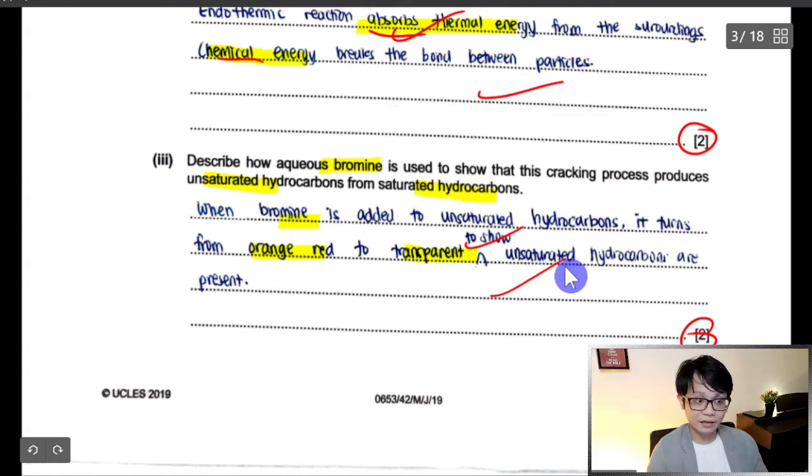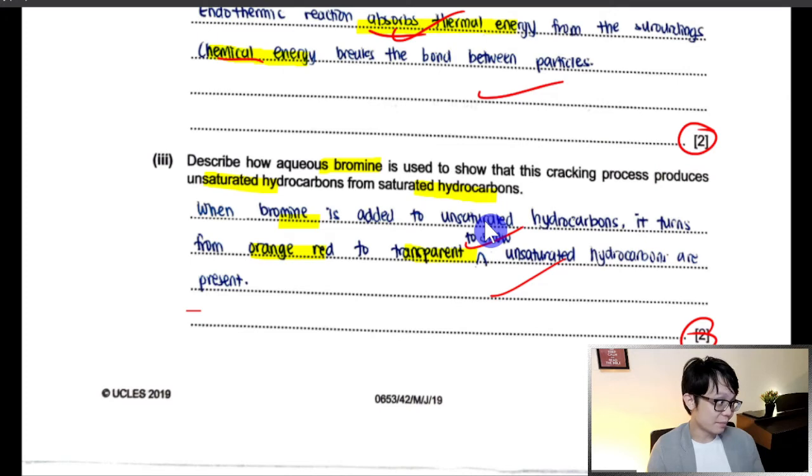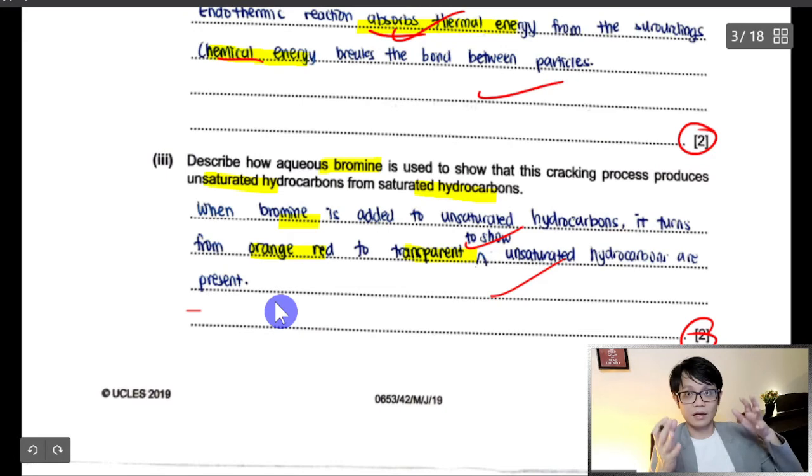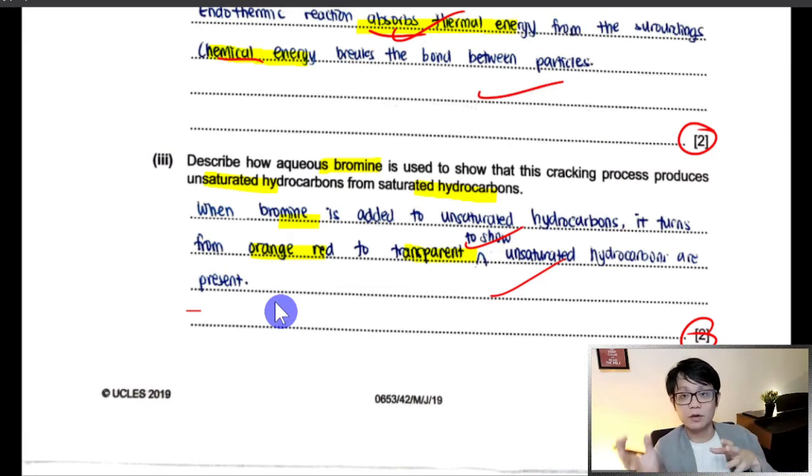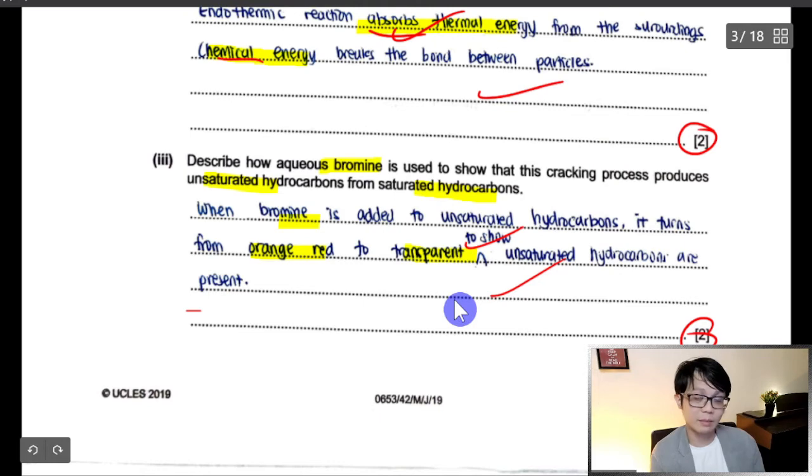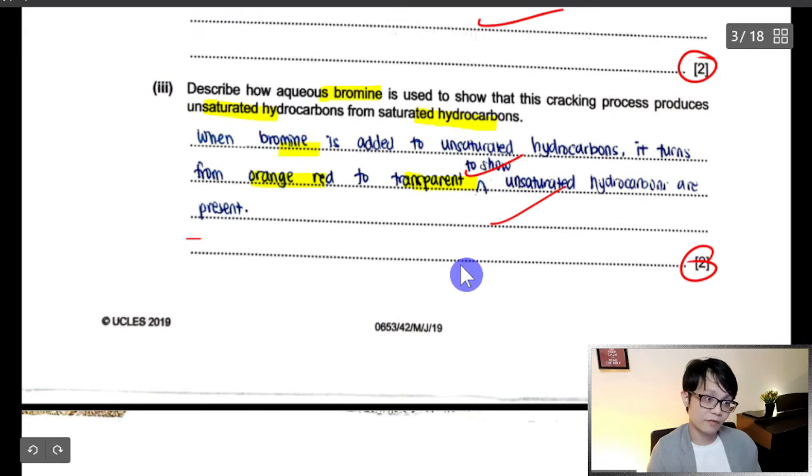The color will decolorize. Actually the marking scheme also mentions one more thing. If it is unsaturated, it will become decolorized, and if it is saturated, then nothing happens. No change. So that is another answer: if unsaturated, what happens, if saturated, what happens. But I still give full marks, because I believe the student answered well, though he didn't mention the other side. I feel the student knows, so I just give 2 marks.